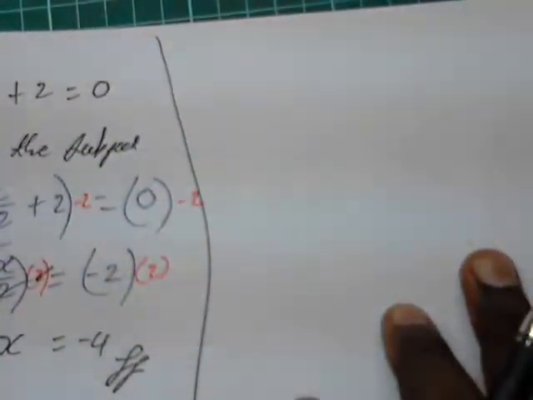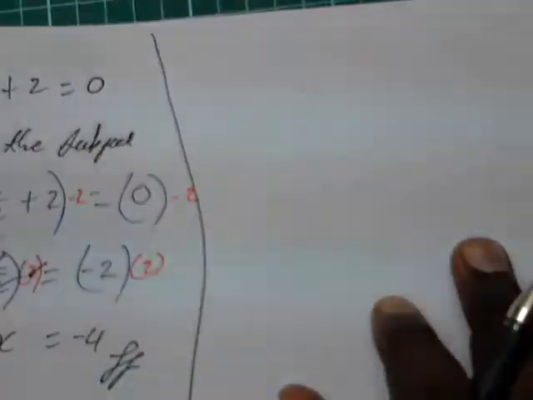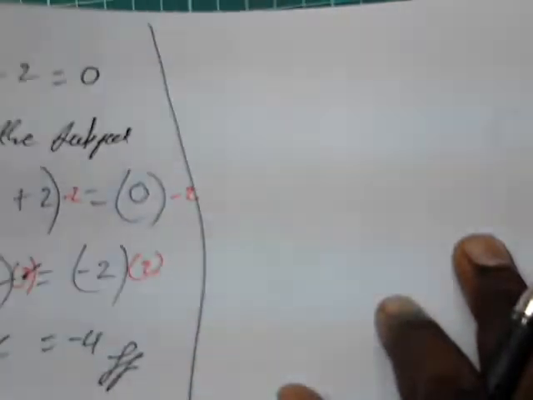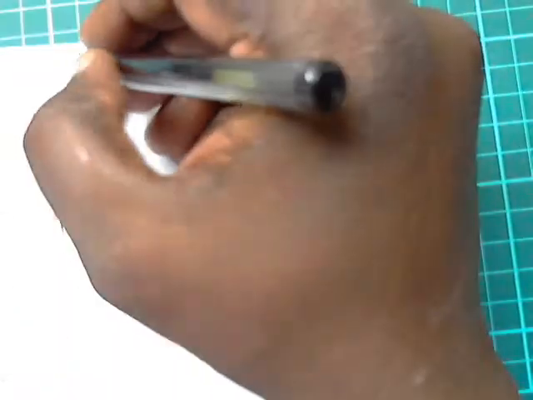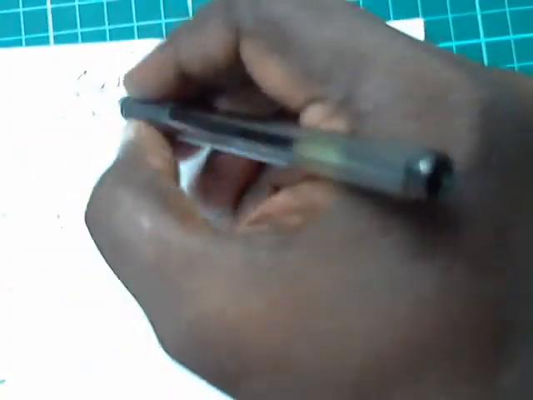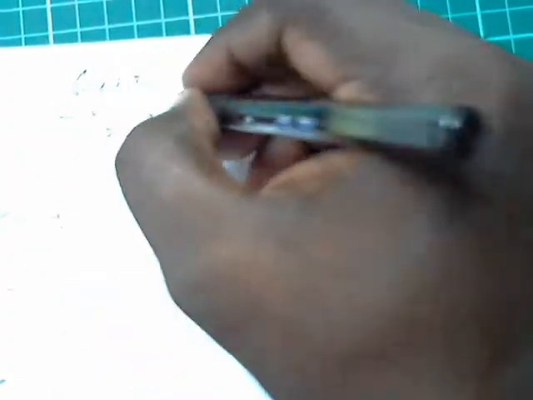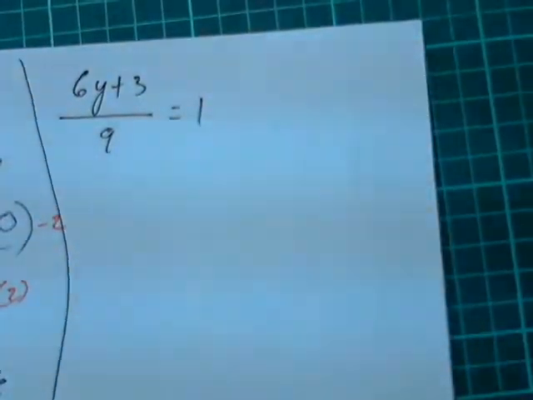Okay? So as I said, these are simple ways to get the answer. Well, let me give you something that looks very hard. I think you told me that this is what your teacher would have given you. Let me give you this question. The question is (6y plus 3) over 9 equals 1. Okay, it looks scary, right? But it's no big deal.